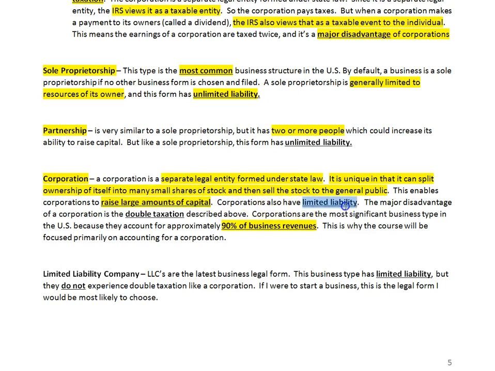Corporations also have limited liability. So they have this good news. We want the limited liability. So they beat out the sole proprietorship and the partnership there. But they have a major disadvantage that we've already talked about, the double taxation. The earnings are effectively taxed twice, once at the corporation level and then once at the personal level when they pay a dividend to the owners. But they are the most significant type of business in America. So we're going to be focusing primarily on the corporate form whenever we do accounting.